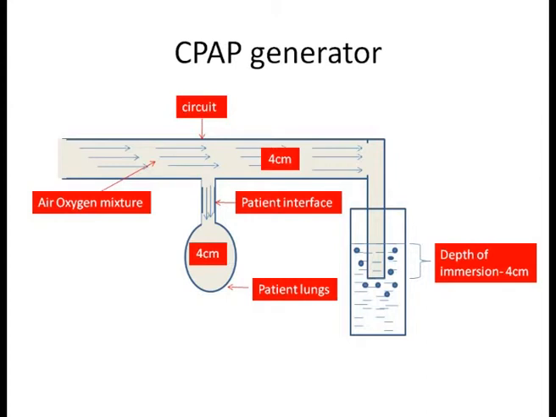Bubbling in the bubble chamber will tell us that the pressure generated in the circuit is at least 4 centimeters. Only when the pressure in the circuit is more than the depth of immersion of the water column, then you start seeing bubbling. When there is no bubbles in the bubble chamber, either the pressure which you want is not obtained in the circuit, or the flow of gas in the circuit is inadequate to generate that pressure.